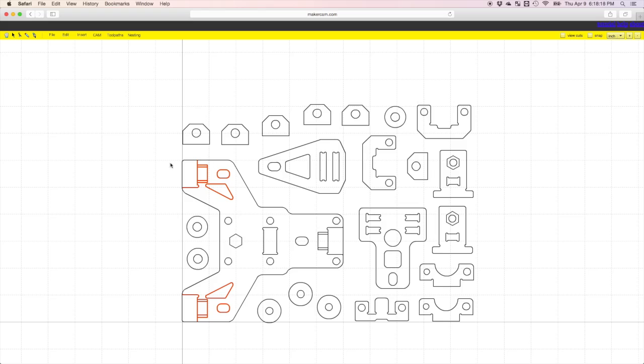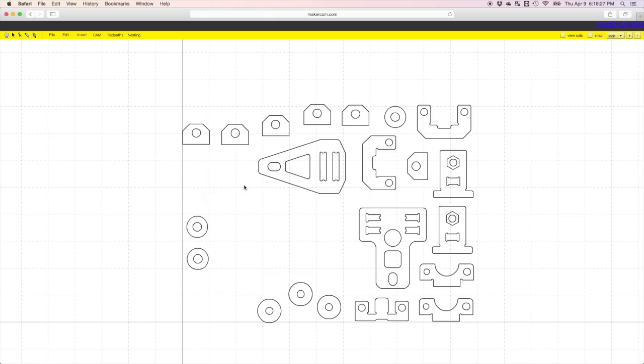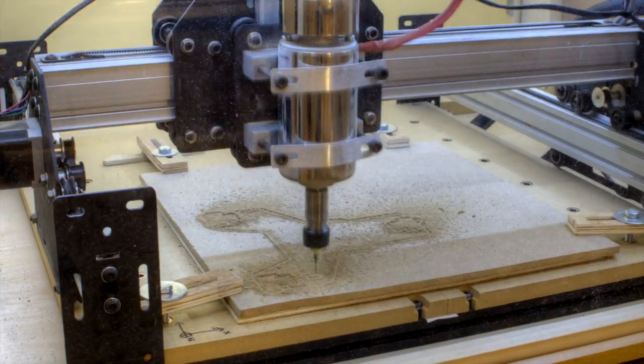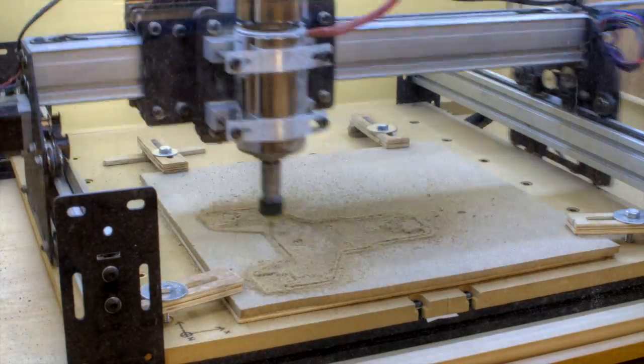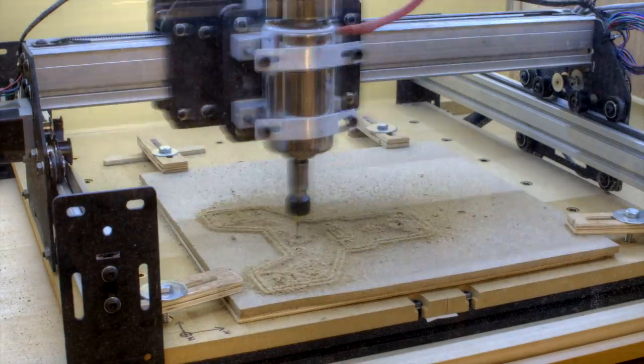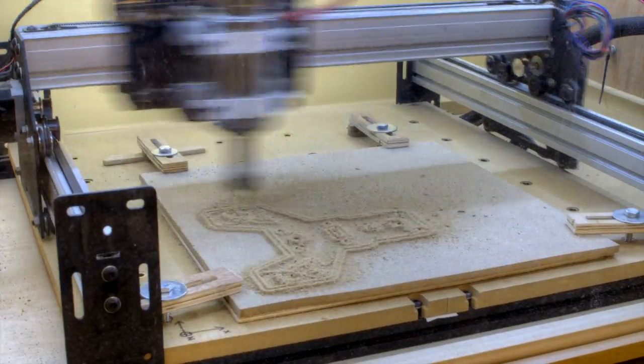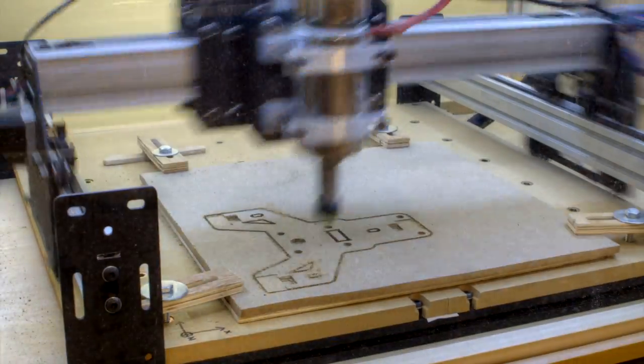Once I had G-code from both MeshCam and MakerCam, I copied and pasted them into a single file and ran the job. I had a few instances where I forgot to put tabs on internal cutouts, so I had to worry about smaller blocks rattling around inside pockets and snagging the end mill. But other than that, things went pretty smoothly.